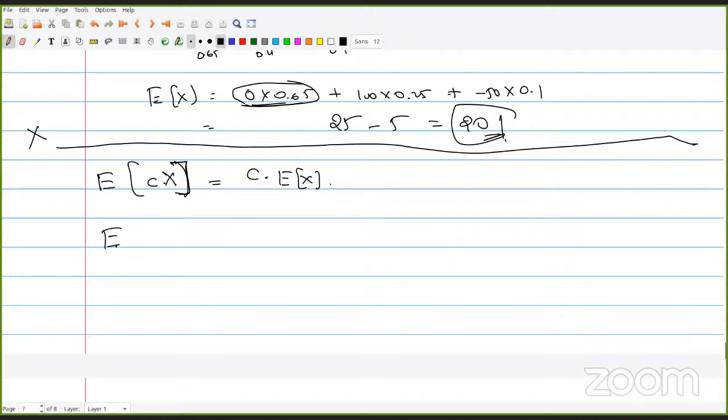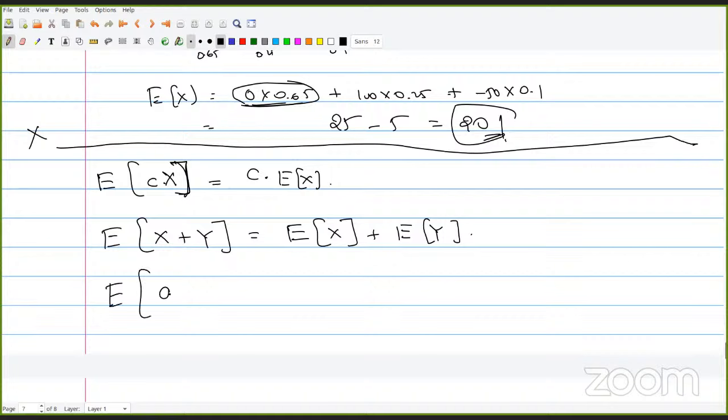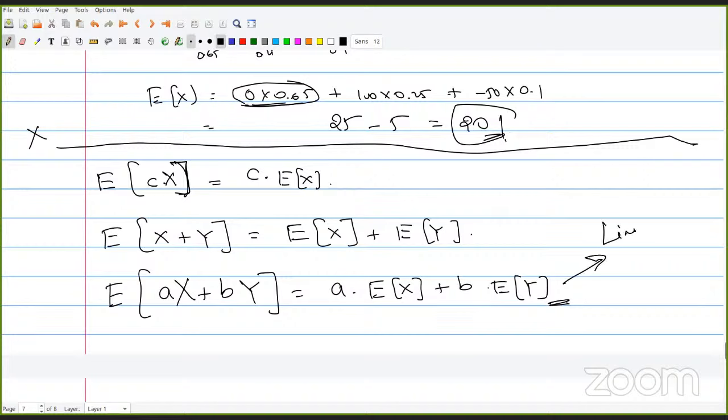And one more thing is the expected value of X plus Y. If you have two random variables, you can actually split it into the expected value of X plus the expected value of Y. And if I add linearity into this, A times X plus B times Y, simply this will convert to A times the expected value of X plus B times the expected value of Y. Okay, this is linearity of expected value.